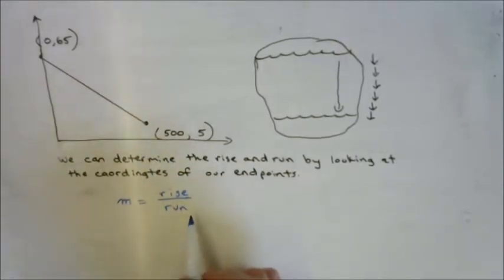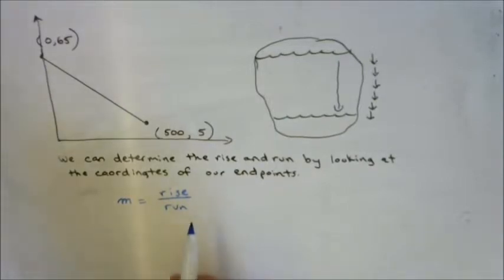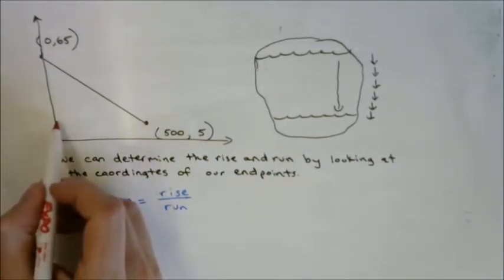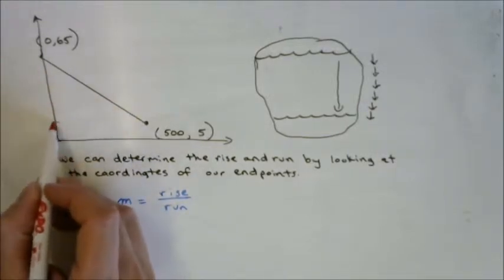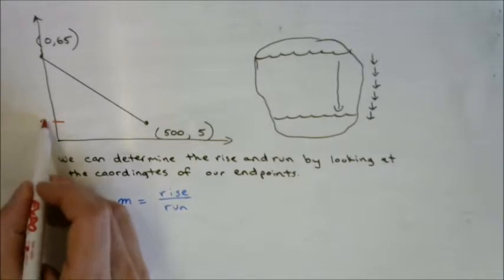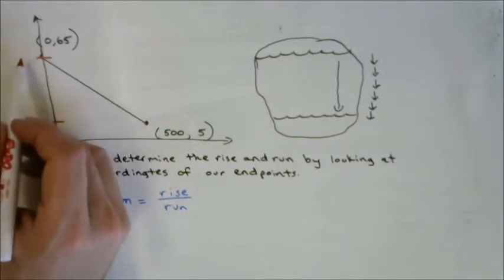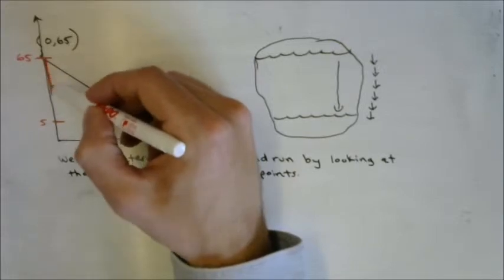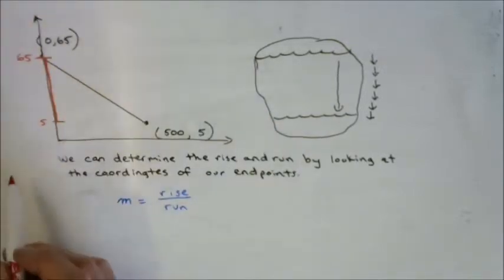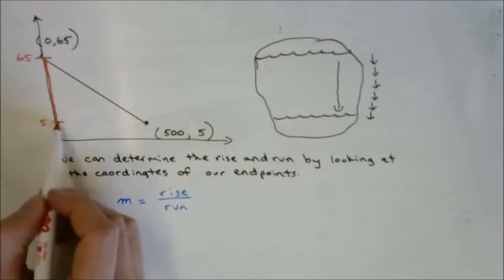But anyway, we can get this from the points because we know the rise is going to be equal to the change in y. So we're going in y, from 5 to 65. So this length is our rise. Well, how do I find out how long this stick is that I just drew?